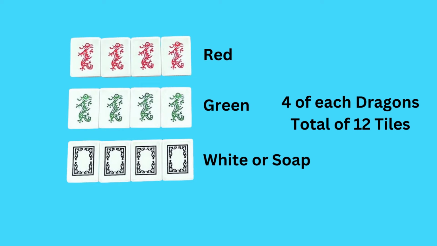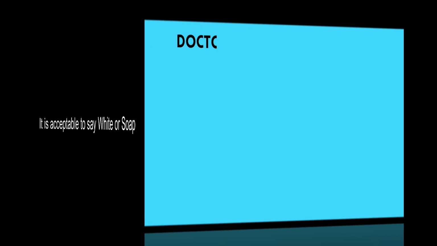Legend has it that many years ago, players reached out to the National Mahjong League requesting that they change the name of the white dragon to soap, stating that the white dragon tile looked a lot more like a small bar of soap than its name, White Dragon. The league decided that they would allow the use of the name soap in addition to White Dragon. So today, when we discard a White Dragon tile, it is acceptable to say either white or soap.